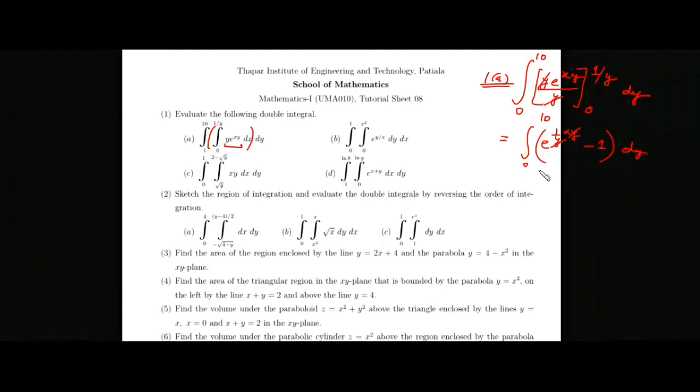Now you integrate this with respect to y. Since this is constant, you can take it outside. The integration of 1 with respect to y will be y. And now you substitute the limits, here it is 1. So when you substitute the limits, you get 10 minus 1, which is 9 times e minus 1. So this is the solution of part A. Similarly, you will solve the other 3 parts.